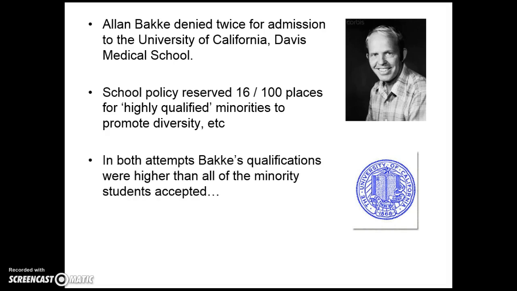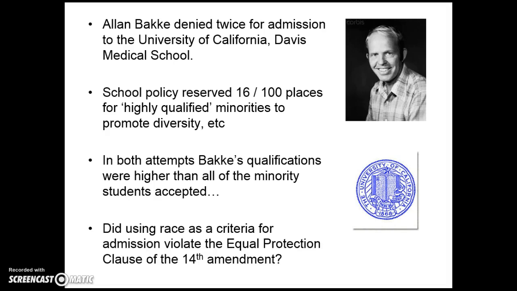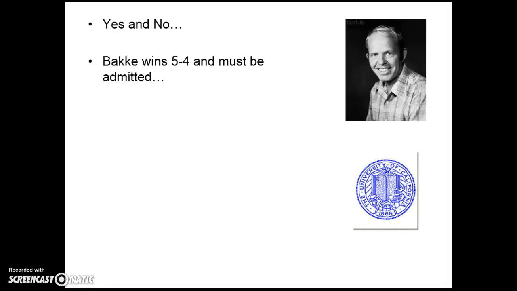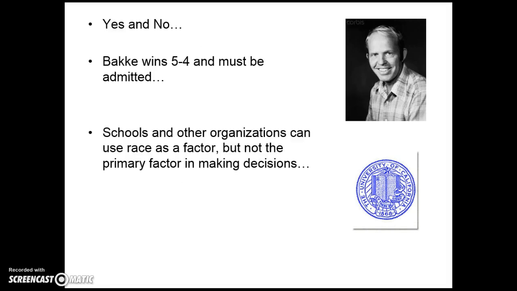So Bakke sues and says that even though in both of his attempts he was more highly qualified than all 16 of the minority students, he was still denied, and that violated his 14th Amendment Equal Protection Clause. This is an instance where you have a white person using this clause in the majority saying, I'm being discriminated against. And Bakke actually wins 5-4. So he must be admitted, and the reason the court says that is that schools can use race as a factor in making decisions, but it cannot be a primary factor like in this case.